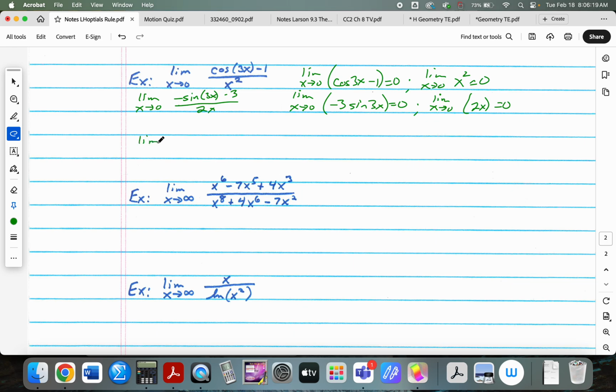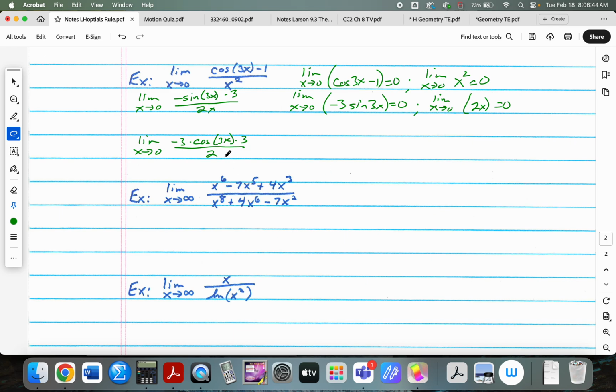So now, taking the derivative of the numerator and the denominator independently of one another, I'm going to have negative 3 times the derivative of sine, which is cosine of 3x. I have to use the chain rule again, so times 3, all over 2.